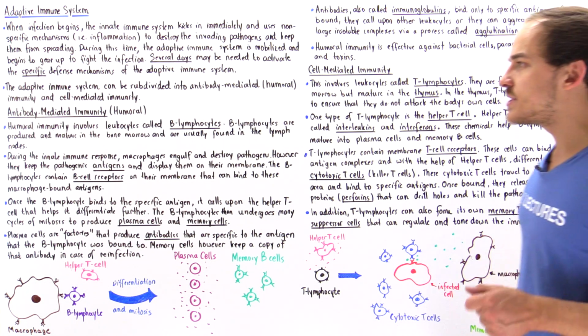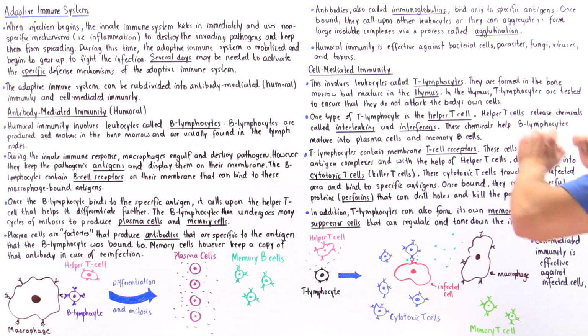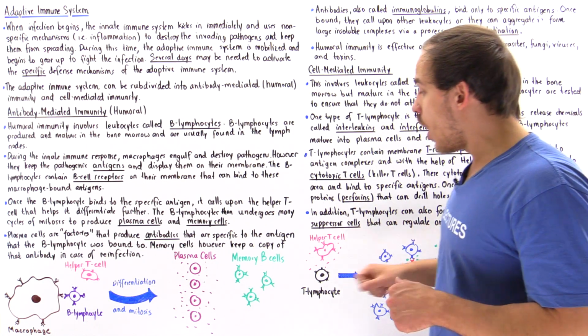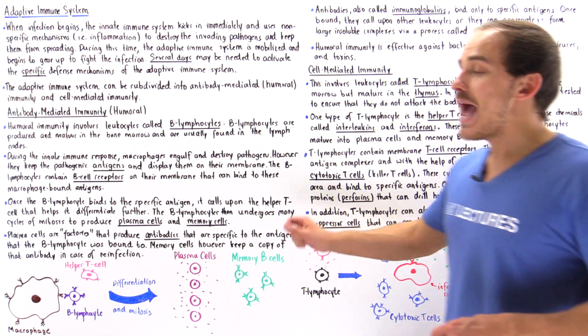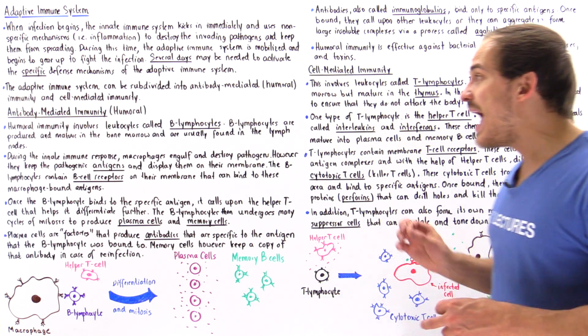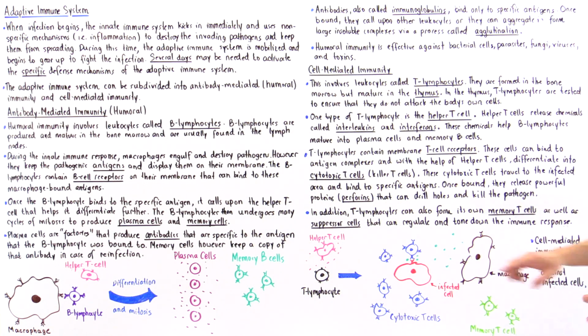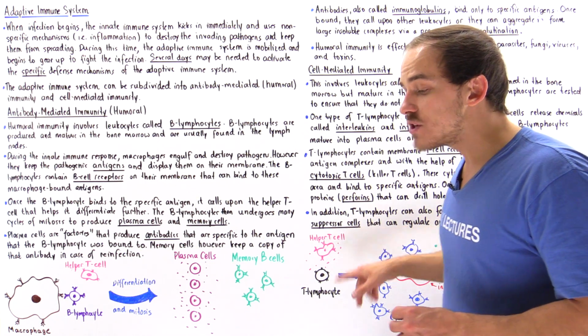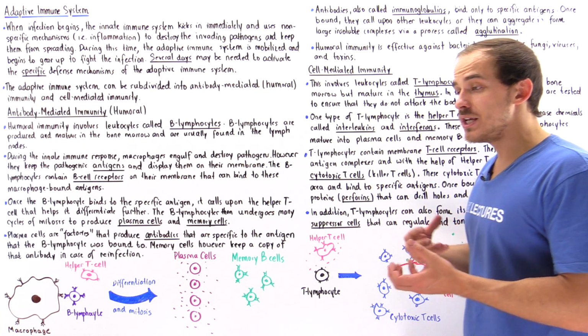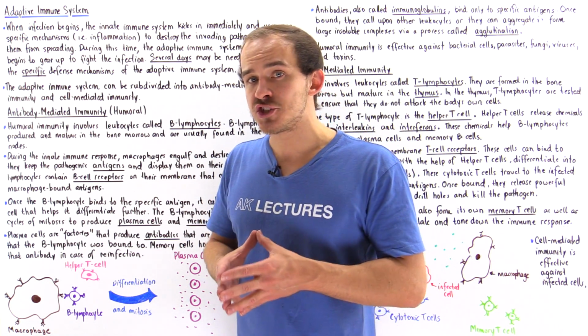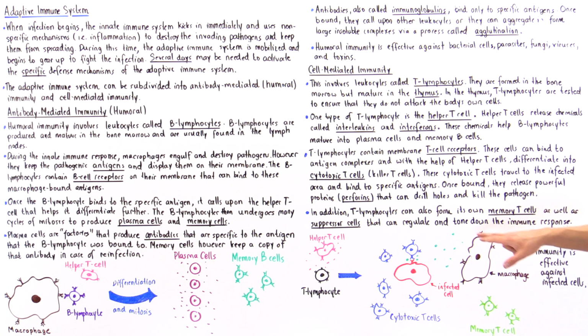Now, two other types of cells that T lymphocytes can differentiate into are memory T cells that function in the same way as memory B cells. And we can also form something called suppressor cells or suppressor T cells. And these cells are involved in using a negative feedback mechanism to essentially regulate and tone down the functionality of the immune system.